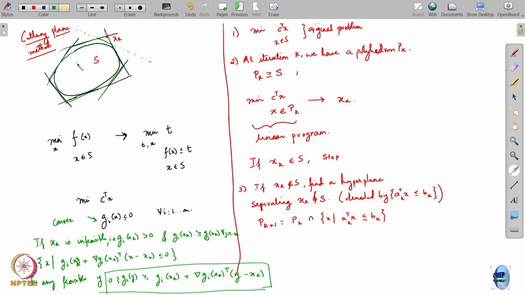So, in short, the summary is that if you have a convex optimization problem like this, this simple tangent condition of convexity also gives us ways of generating hyperplanes of the kind that we require, right. Okay. So, with this I will wind up this lecture, and we will take up interior point methods in the next lecture.